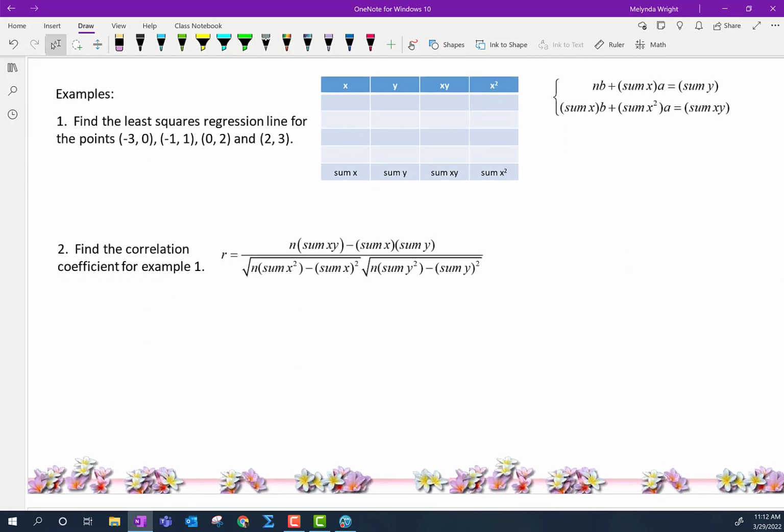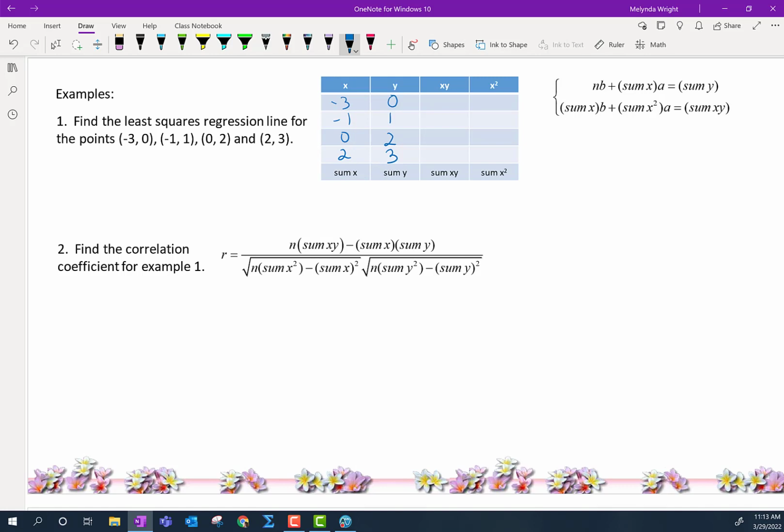So the first example that we're going to do is find the least squares regression line for those 4 points. Okay, so let's fill out our table. Notice that this column is all the x values, and this column is all the y values. So let's just do that first. I have -3, -1, 0, and 2. And of course, we need to match those points up. It'd be (-3, 0), (-1, 1), (0, 2), and (2, 3). So those are our 4 points that we're using. Pretty straightforward to put it in the table.